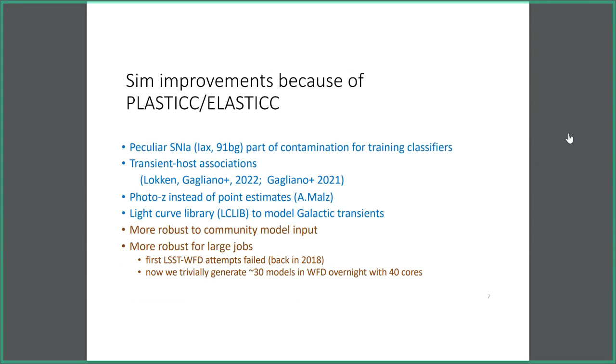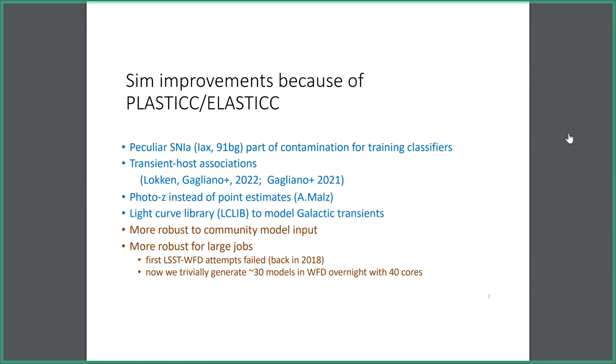There we go. It's worth pointing out some simulation improvements because of PLAsTiCC and ELAsTiCC, and I was anticipating improvements, which is why I got involved, even though PLAsTiCC and ELAsTiCC are not cosmology analyses. I thought there was a lot of synergistic overlap where everyone would benefit. So for example, peculiar SN Ia are now a standard part of our contamination that we use for training classifiers and using for BEAMS. So it's actually part of our SN Ia analysis now.